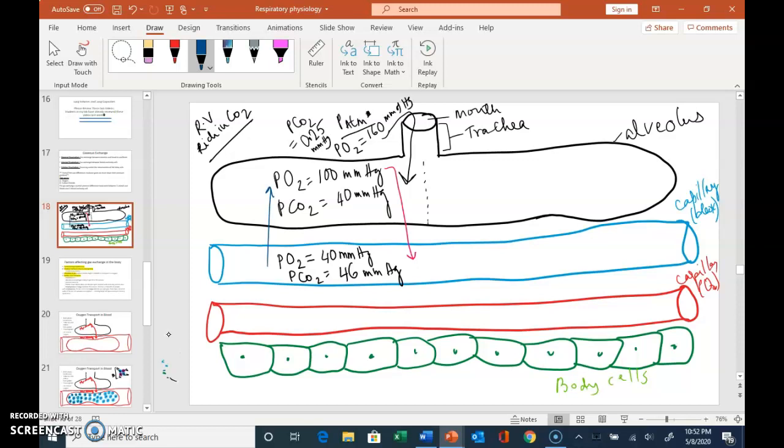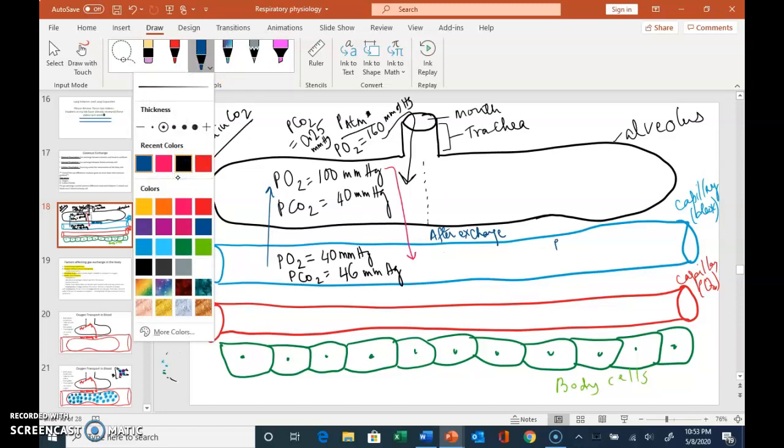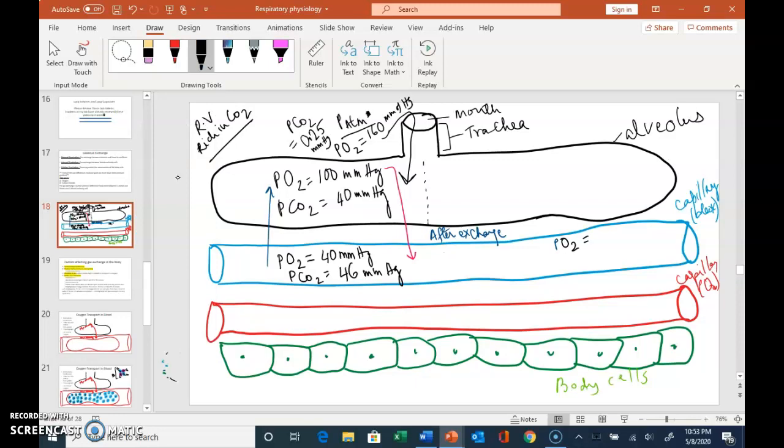Obviously, carbon dioxide will move from here to here, right? All right, so now, what is the changed partial pressure now? Remember, it reverses. Therefore, after this exchange, so I'll just put after exchange here. After exchange, we will have partial pressure of oxygen of about 100 millimeter of mercury and partial pressure of carbon dioxide 40 millimeter of mercury.